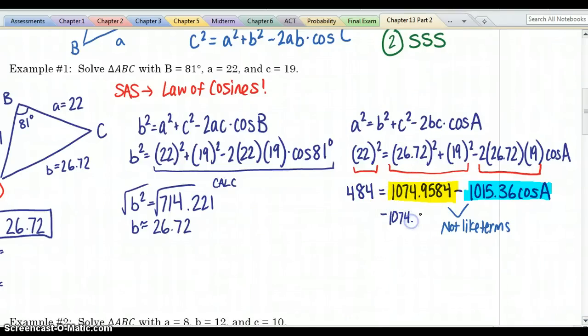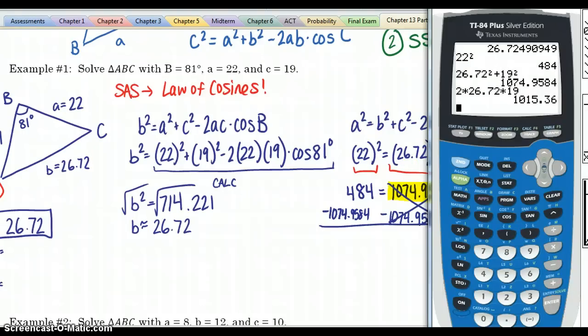Instead, what I'm going to have to do is move this piece over to the other side by subtracting it. So I'm going to subtract 1074.9584 from both sides. And what that'll do is move it over, and we'll become that much closer to getting our A value alone. So in my calculator, 484 minus 1074.9584. Negative 590.9584.